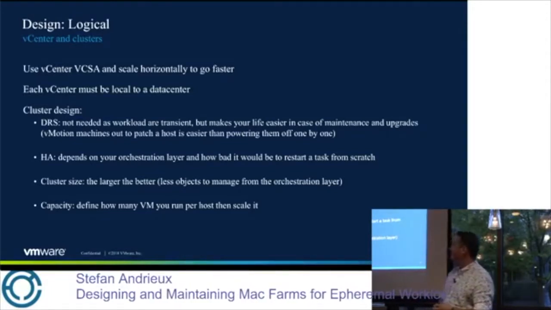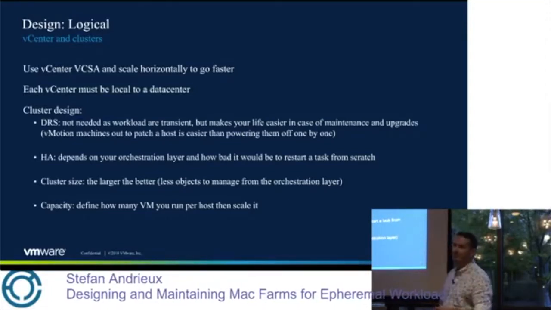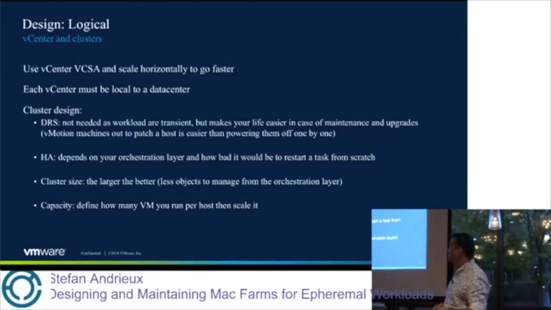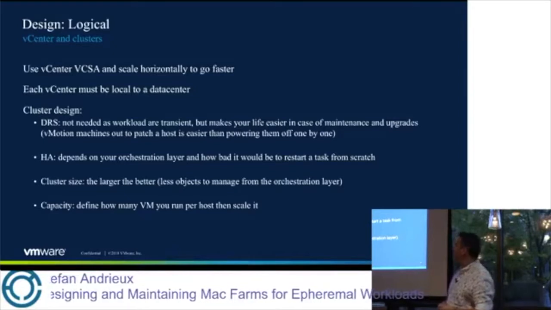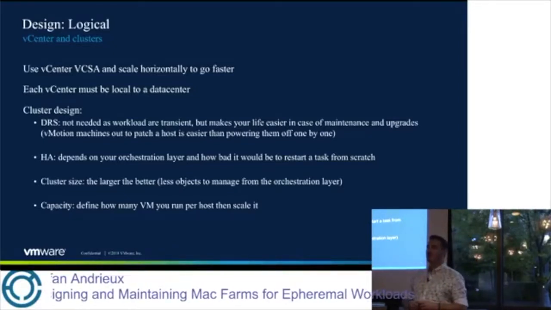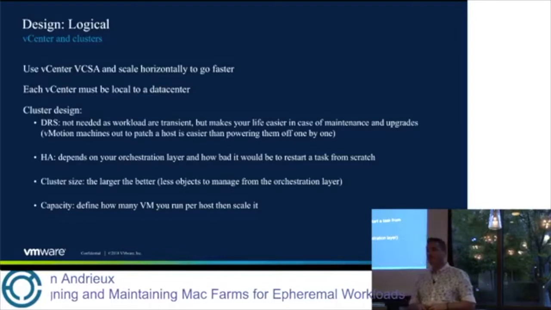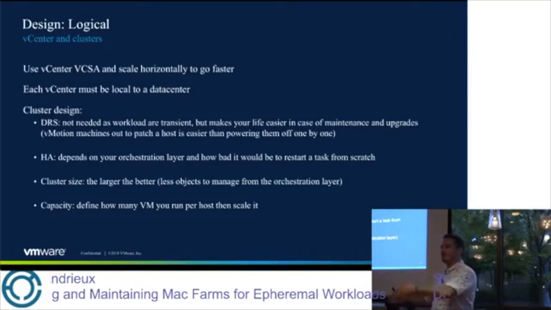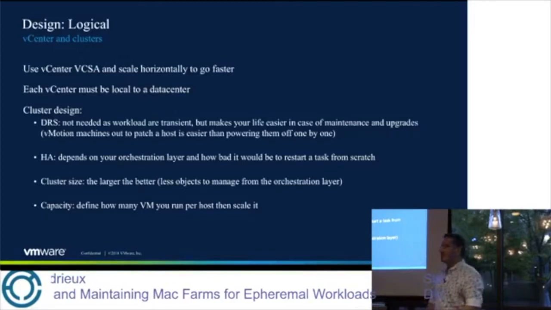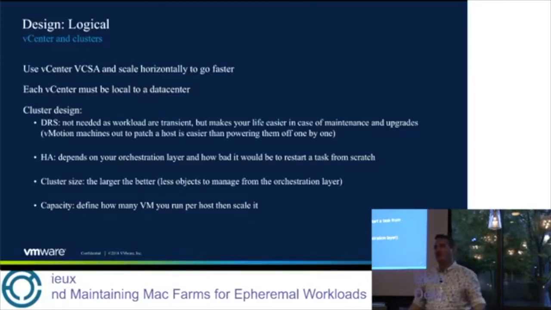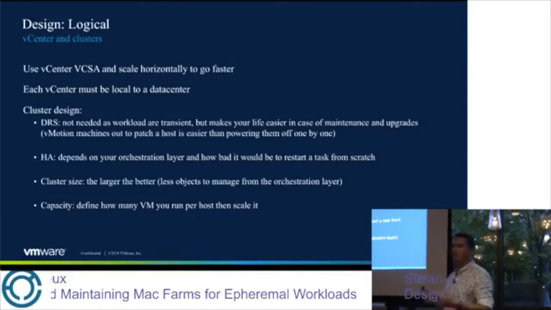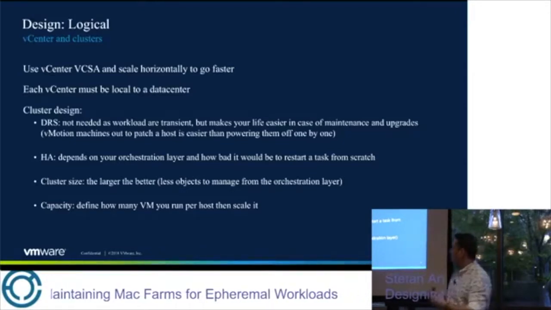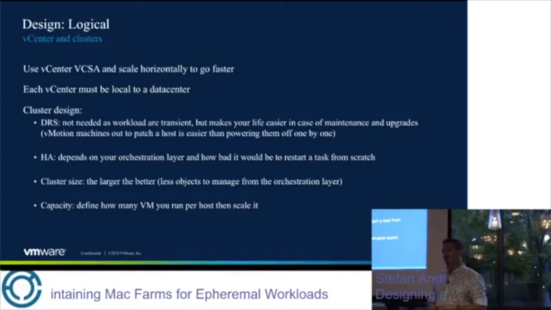Cluster size. This one is pretty easy. The bigger, the better. The maximum number of hosts is 64. Why is bigger better? It's just because it's fewer objects to manage from your orchestration layer. You have a pipeline that is defined to use a cluster as its compute source. If that cluster is big, you can have only one cluster as a compute source. If that cluster is small and you have multiple clusters, you will have to code inside your orchestration layer to switch between the different clusters and so on and so on.